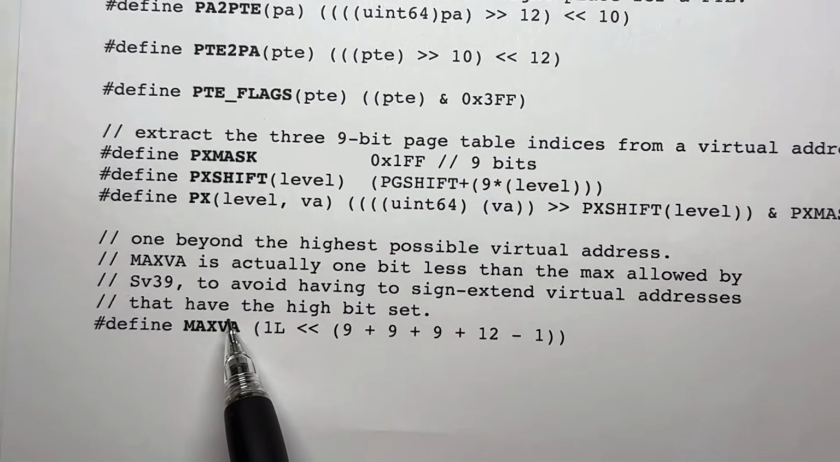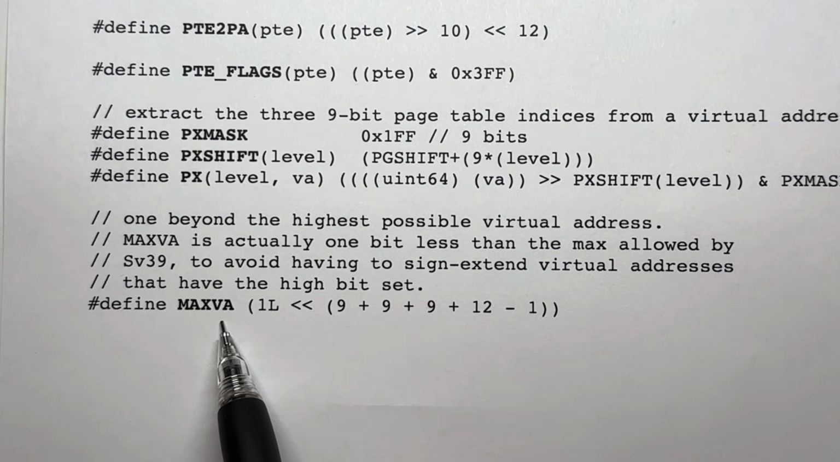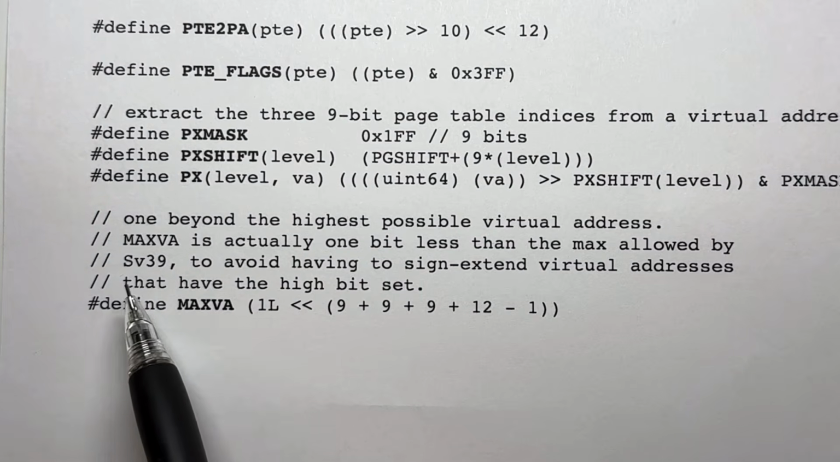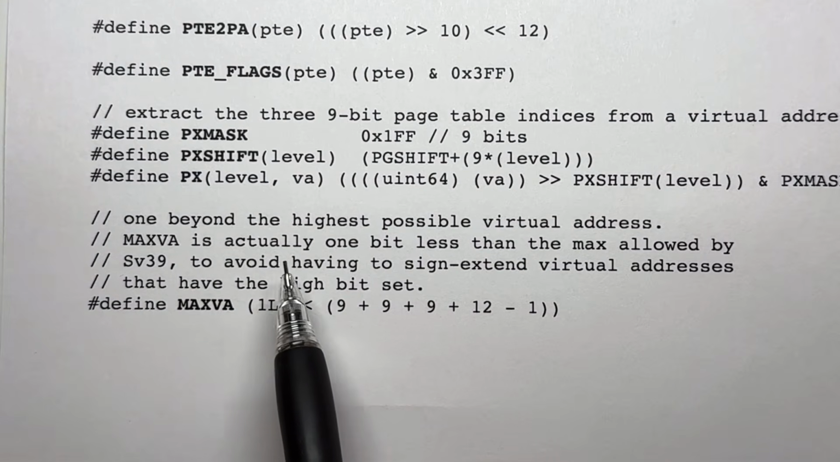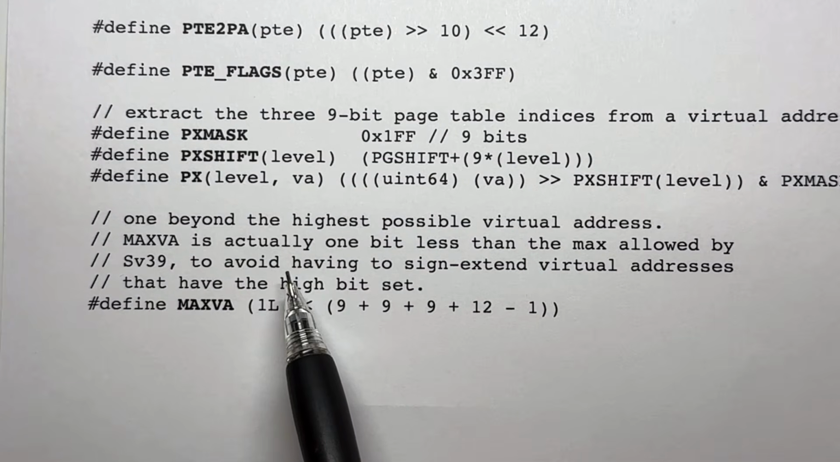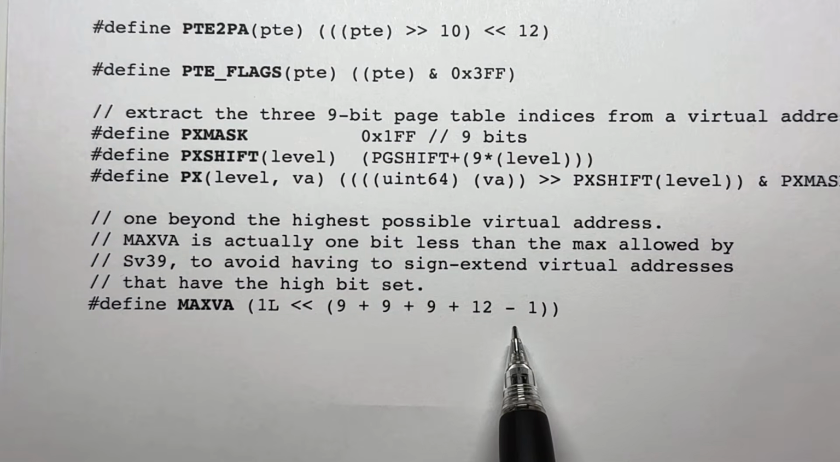Finally, here we have max VA, the size of every virtual address space. This is the maximum virtual address, or actually the address just beyond that. Recall that with the SV39 scheme, virtual addresses are 39 bits. With RISC-V, they are, but xv6 only uses 38 bits. And note that 9 plus 9 plus 9 plus 12 minus 1 is 38 bits.